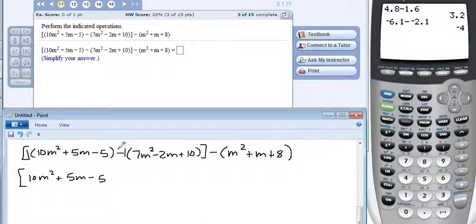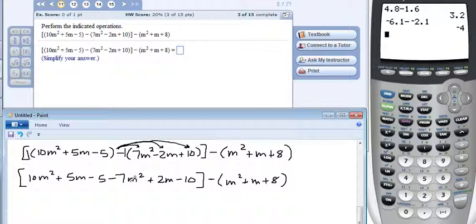This one, however, has to be distributed, so that means we're changing the signs again, if I subtract all of it, not just this front term. Minus 7m squared plus 2m minus 10. Negatives become positives, positives become negatives. All the signs switch. I'm just going to leave this alone for right now. I don't want to do too much. Now within this bracket I've got like terms. Here's my m squared terms. Now I can switch this to a parenthesis if I want.